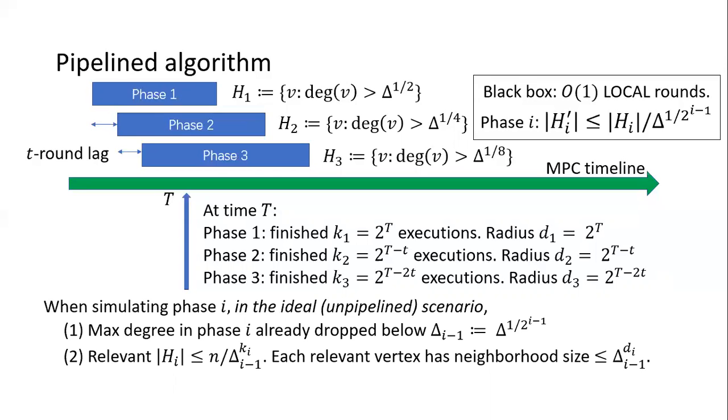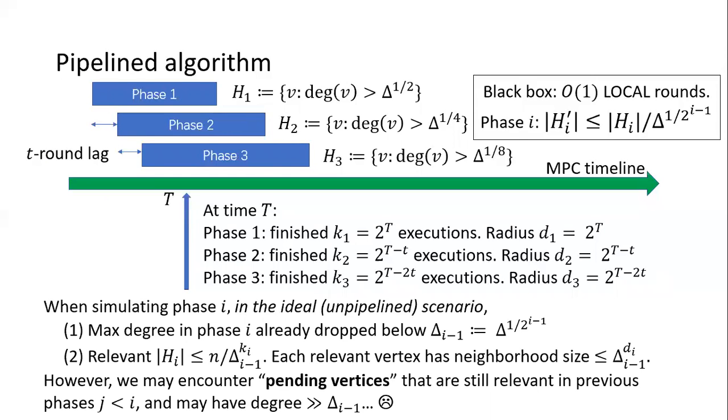However, in our case, we pipeline the phases, so there may be some pending vertices which have not finished their simulation in previous phases. And if our neighborhood includes these vertices, then we cannot control the neighborhood size because their degrees could be much larger than delta_i minus 1. So this will affect our memory bound.